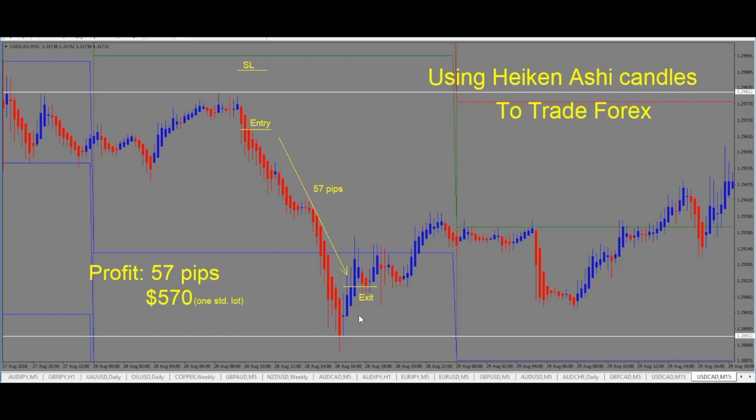We see two blue candles, solid blue candle closes here. So that's time for us to exit the trade. From entry to exit, we get 57 pips in our trade. So our profit is 57 pips or $570 when trading one standard lot.